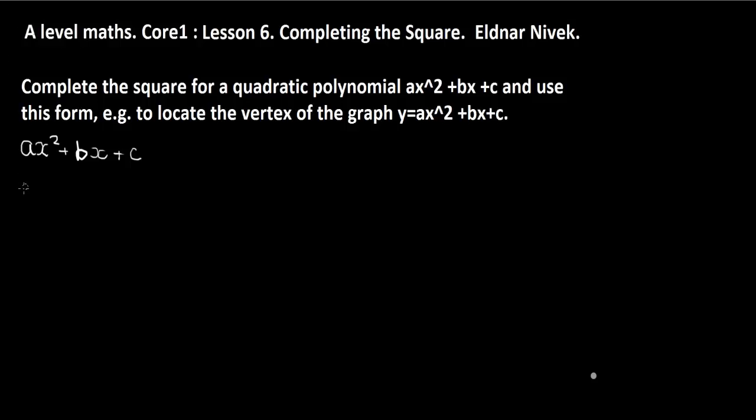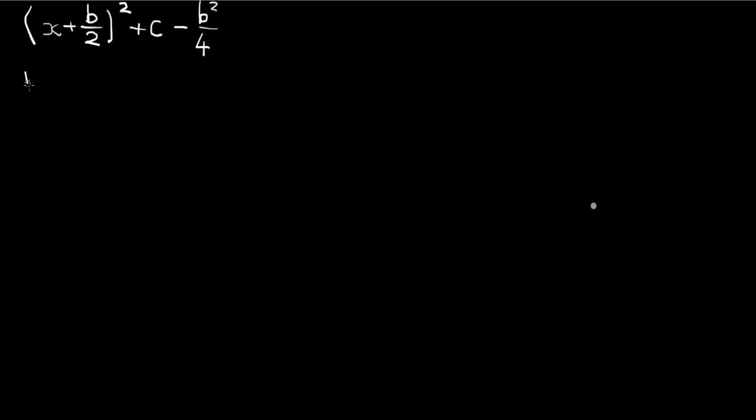So the spec says complete the square for a quadratic polynomial and use this form to locate the vertex of the graph. So we start off with ax squared plus bx plus c, and we can arrange that as x plus b over 2, all squared, plus c, the constant term, minus b squared over 4, which is of course b over 2 all squared. And that gives us the complete square form. So that is the formula we use.